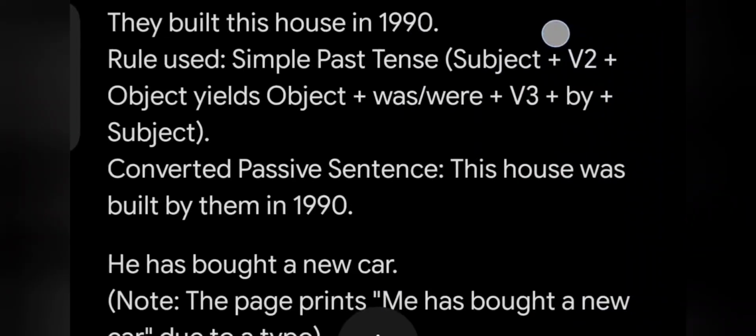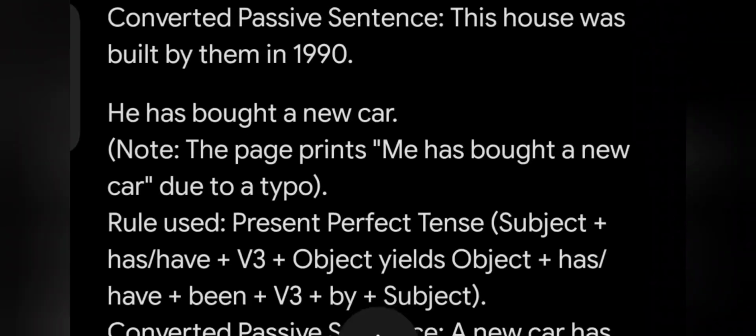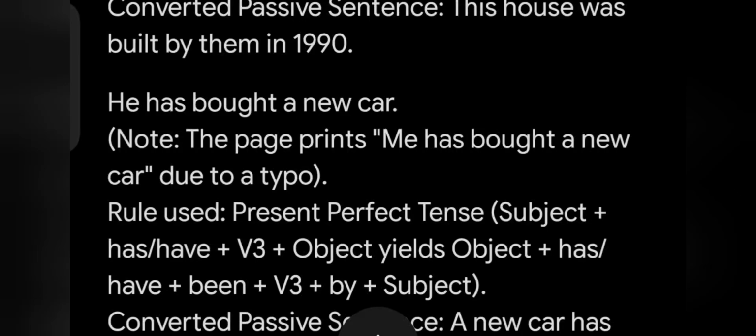They built this house in 1990. Rule used: simple past tense. Subject plus V2 plus object yields object plus was/were plus V3 plus by plus subject. Converted passive sentence: This house was built by them in 1990.